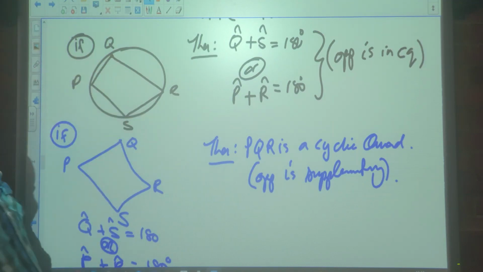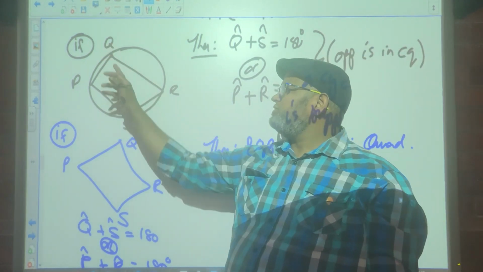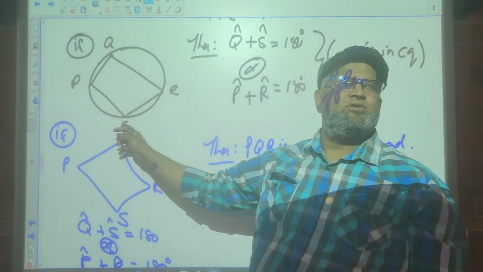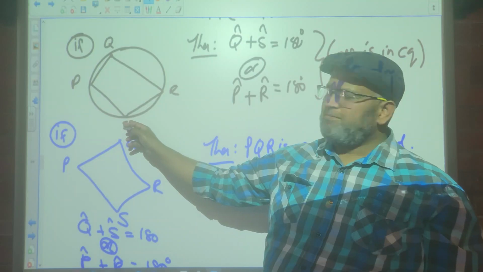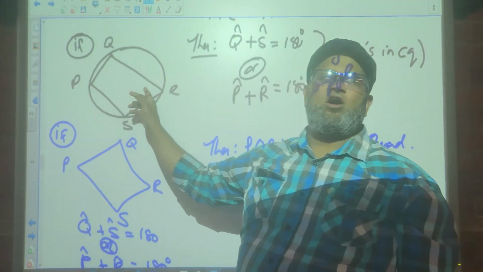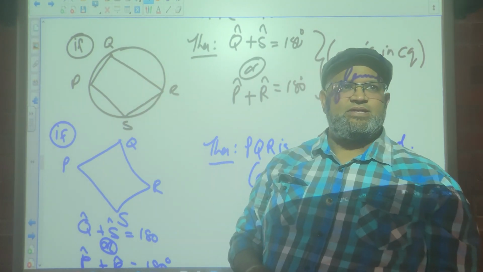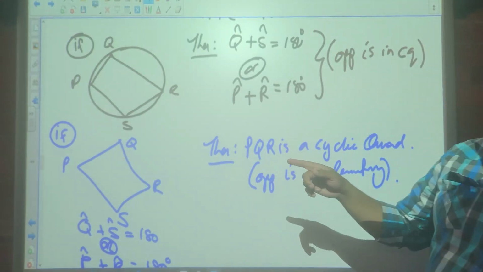So the 4 points are touching the circumference of the circle. If that is the case, then angle Q plus angle S is equal to 180. Why? Opposite angles of cyclic quad. Or angle P plus angle R is 180. Why? Opposite angles of cyclic quad supplementary. Yeah? Then the converse is true.